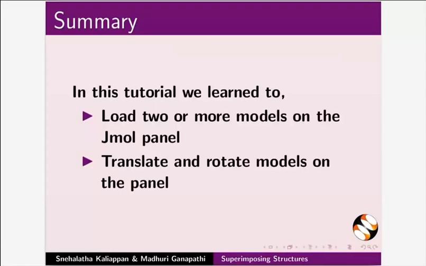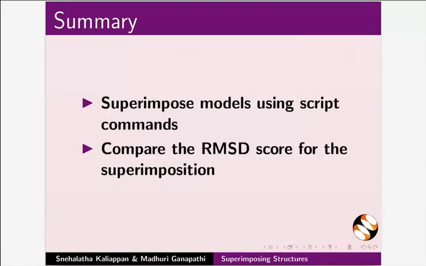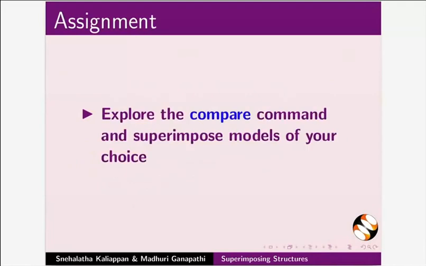Let us summarize. In this tutorial, we have learned to load two or more models on the Jmol panel, translate and rotate models on the panel, superimpose models using script commands, and compare the RMSD score for the superimposition. Here is an assignment for you. Explore the compare command and superimpose models of your choice.